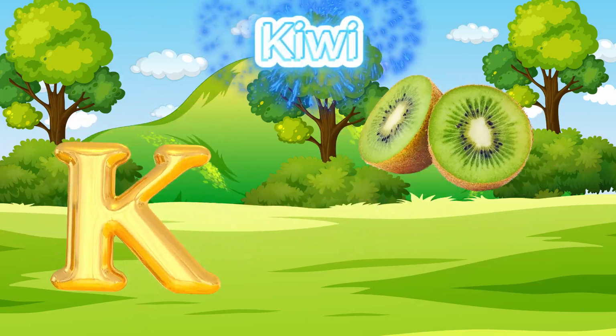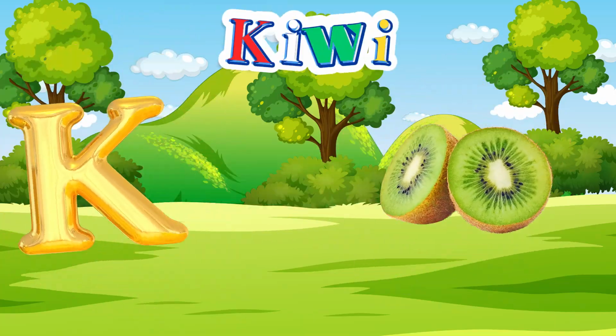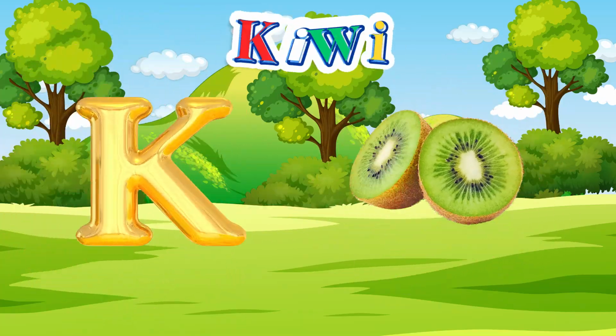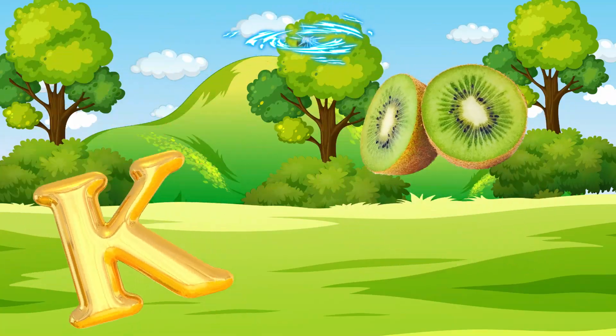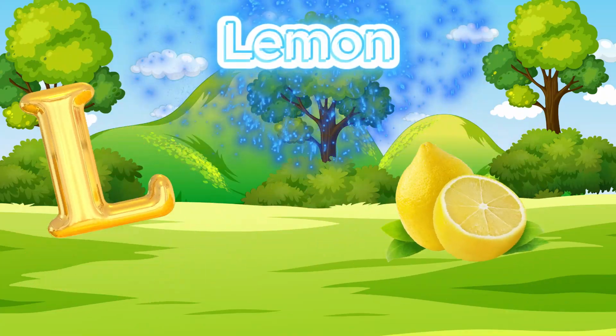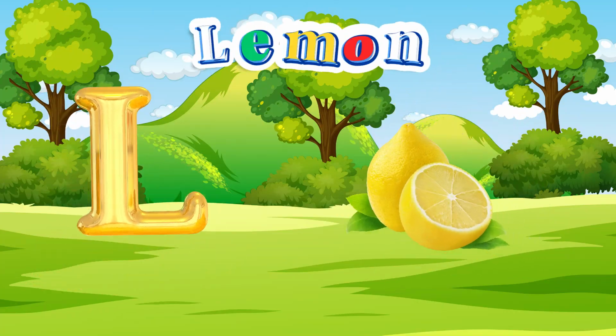K is for kiwi, K, kiwi. Green kiwi. K is for kiwi. L is for lemon, L, lemon.